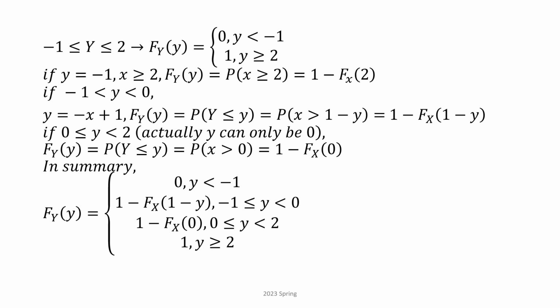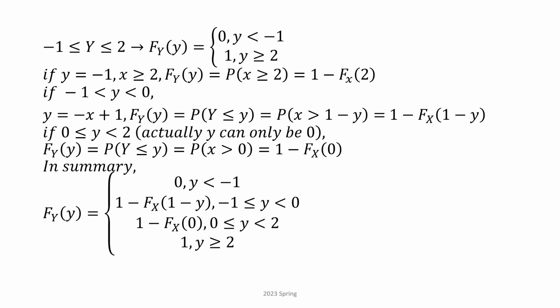If y equals negative 1, at this moment x is greater than or equal to 2, and big Fy equals the probability of x greater than or equal to 2, and it equals 1 minus big Fx(2).